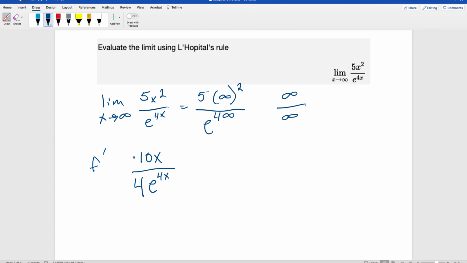So we test it again, right? We say, well, what's the limit as x goes to infinity now? What's 10 times infinity? 10 times infinity is big, so it's still infinity. And e to the 4x is, again, still going to infinity. We haven't changed that behavior. So we still have an indeterminate form. Use L'Hopital's rule again, but be ready to write it out and show it.